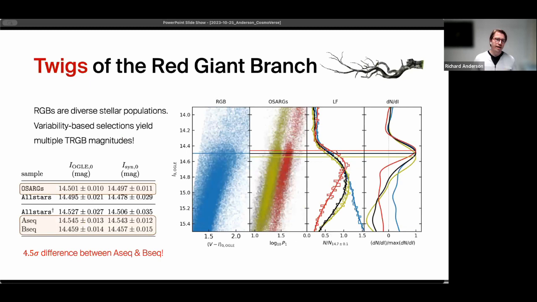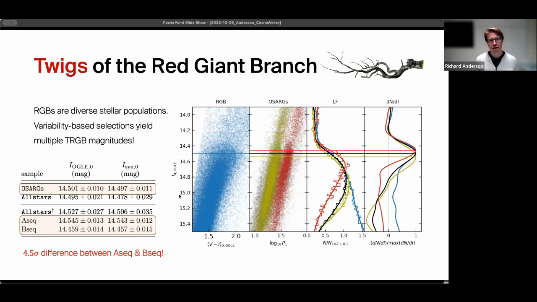So this gives us an opportunity now to compare these different sequences, and I tentatively refer to these things currently as the twigs of the red giant branch, because of course you have a tree with branches, and the smaller, finer details become the twigs. So the A and the B sequence then would be these sort of finer details.